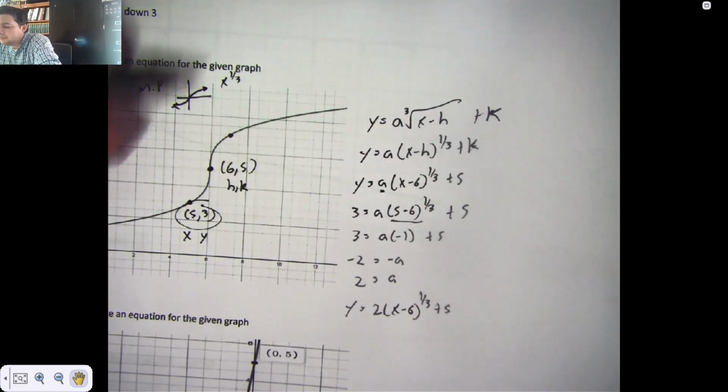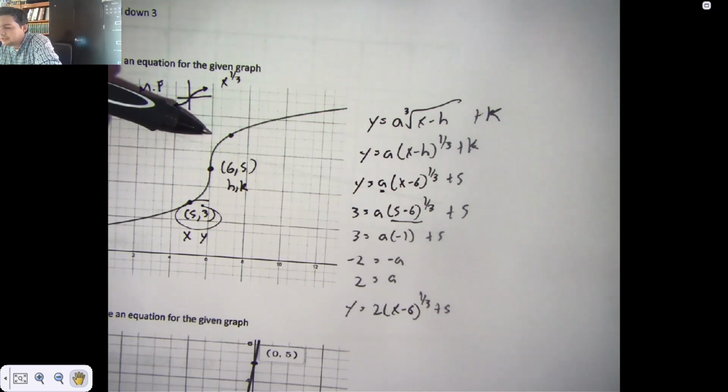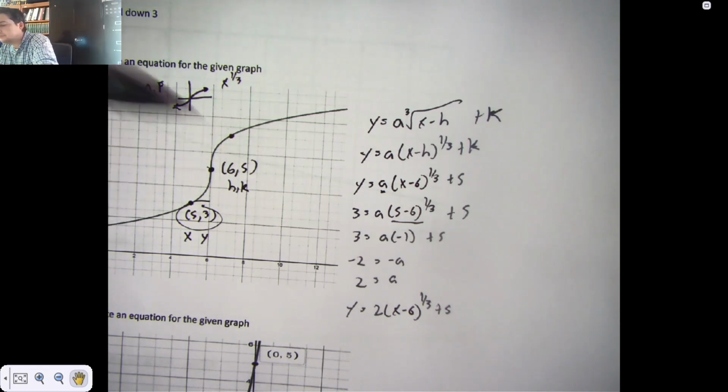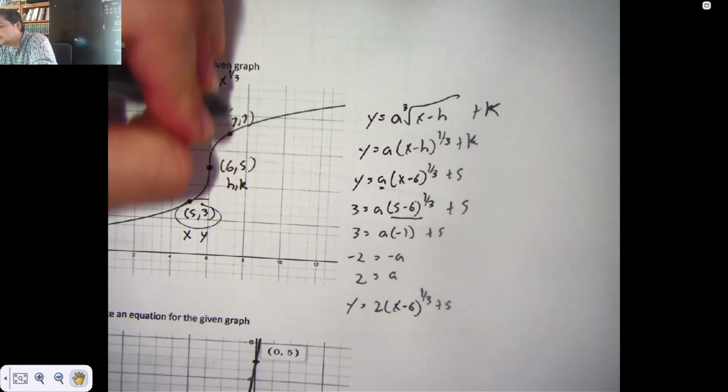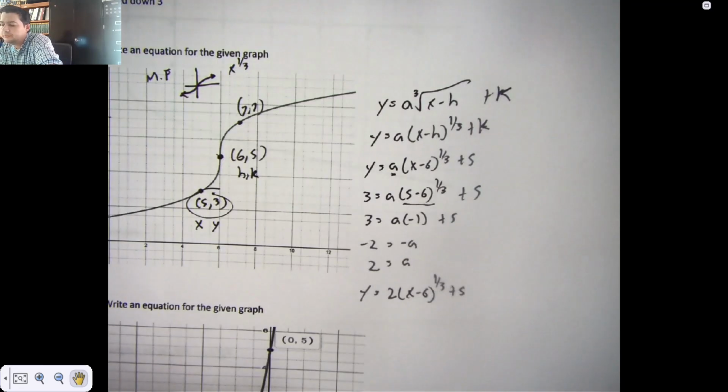Now, I want you to notice something here. I want you to notice the initial rise. The initial rise is, if you look at the grid, 2 units, and the run is 1. It's a real quick way of getting a. It's a real quick way. If you catch it, you catch it. If you don't, you don't.